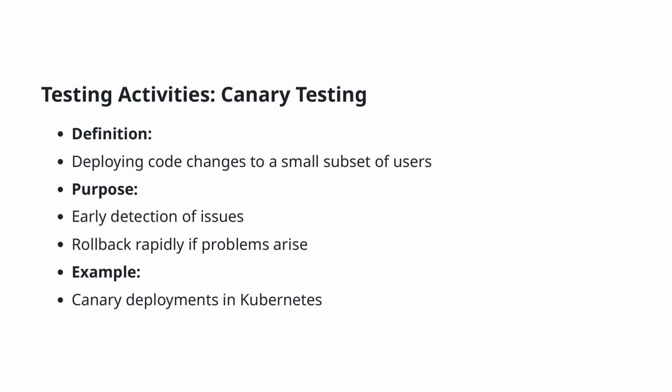A practical example of Canary testing is in Kubernetes deployments, where a new version of an application is initially released to a small percentage of users. This method ensures that any unforeseen issues are caught early and allows for a swift rollback to maintain stability. The end goal of Canary testing is to catch potential issues early and mitigate risks, ensuring a smoother and more reliable user experience when the code is deployed more broadly.